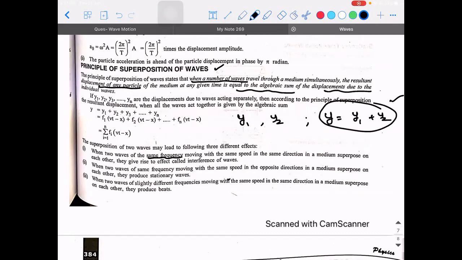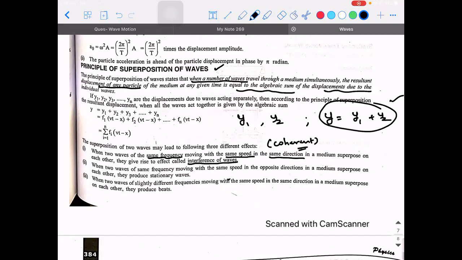When two waves of the same frequency moving with the same speed in the same direction in a medium superpose on each other, they give rise to the effect called interference of waves. This year we have learned interference, correct? So you go and revisit interference. What is the important condition? The waves are supposed to be coherent, correct?